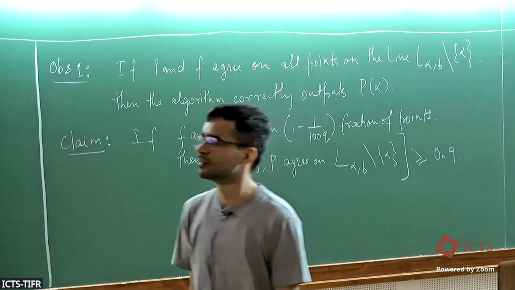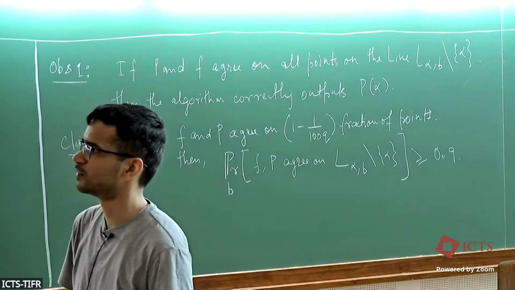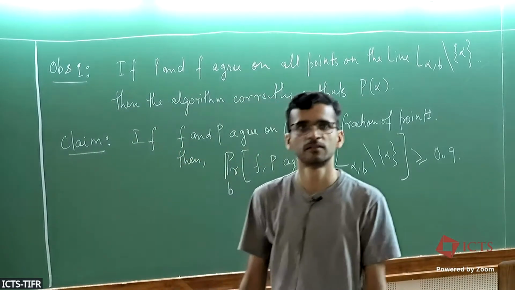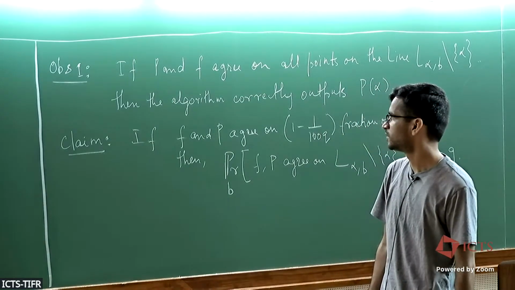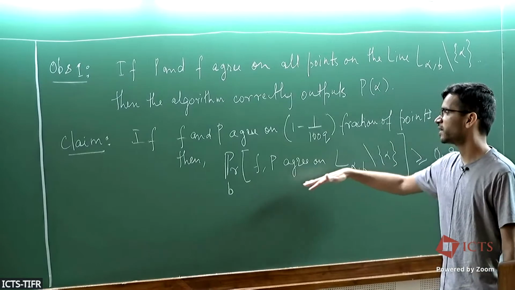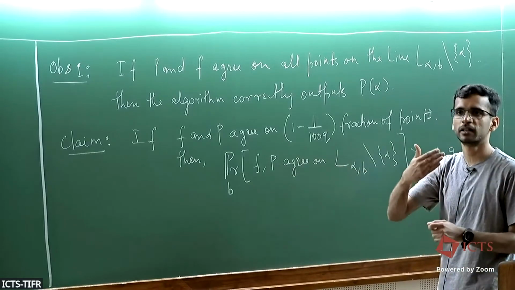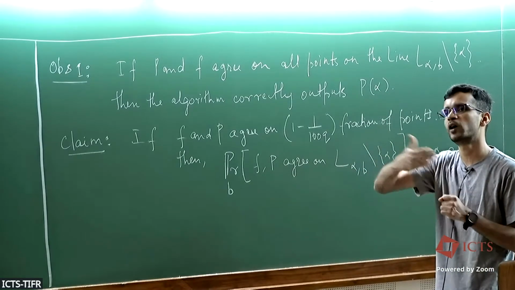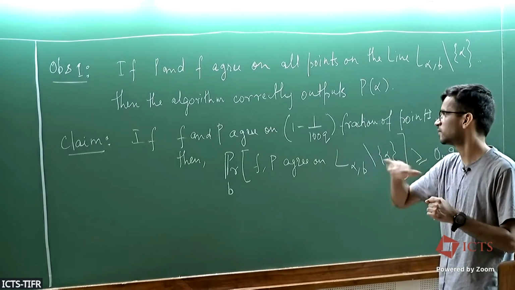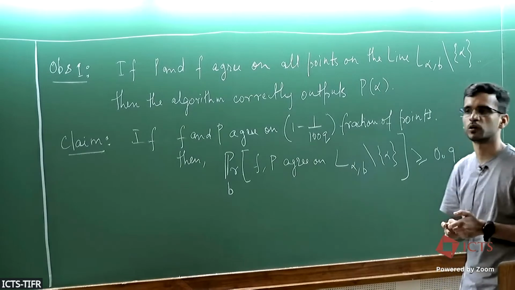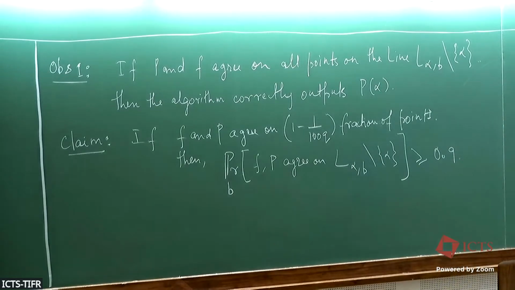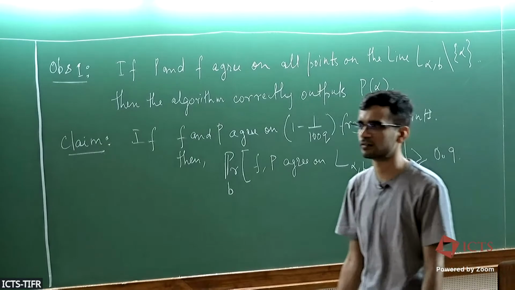Right? I mean, we're picking a random line through alpha. The event we are looking at is the probability that none of the other points apart from alpha is a point where F and P disagree. So, what's the easiest way of seeing this?